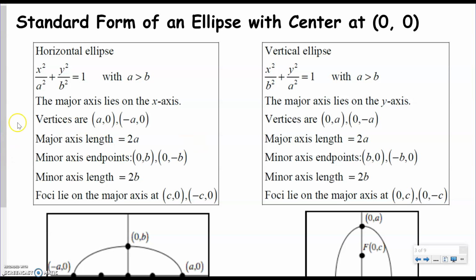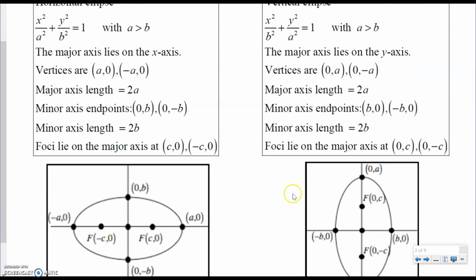And then your vertices, your major axis length, minor axis endpoints, minor axis length, and then the foci on the major axis are c and negative c. We're going to go through this whole thing. You don't have to have a lot of these memorized. I'm going to try to show you some tricks to help you with them.